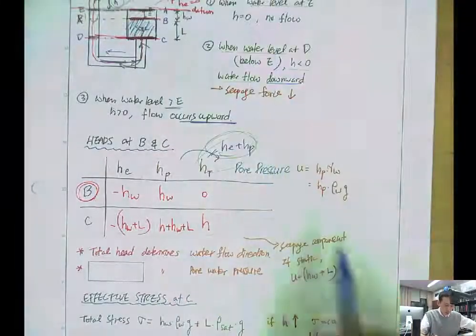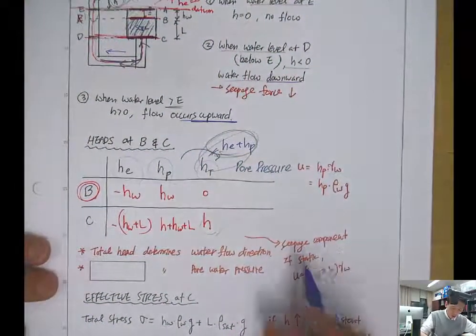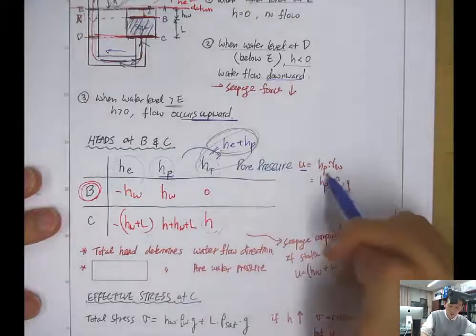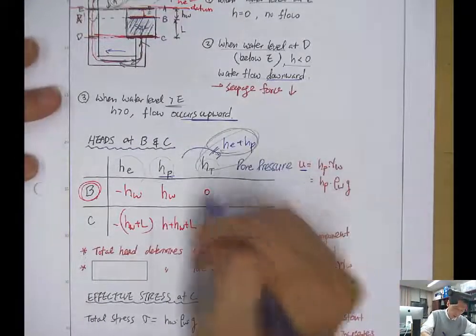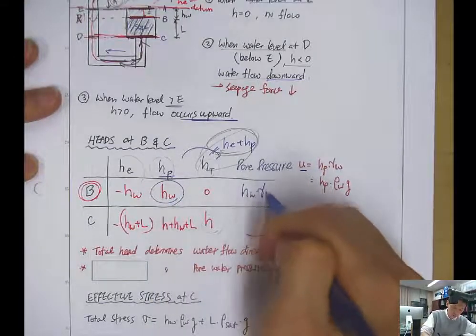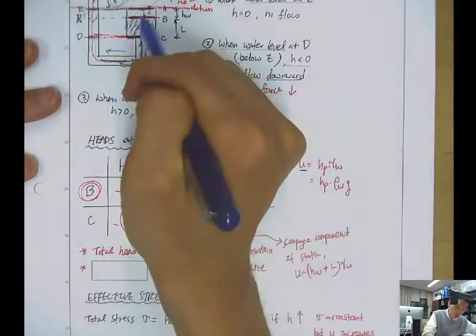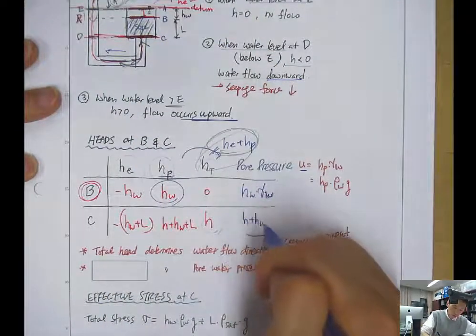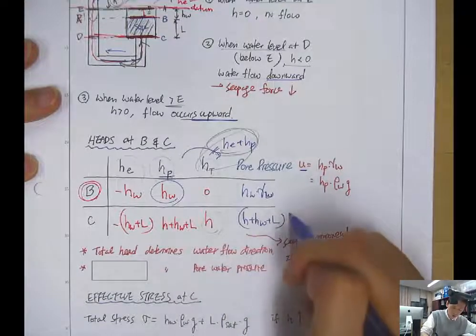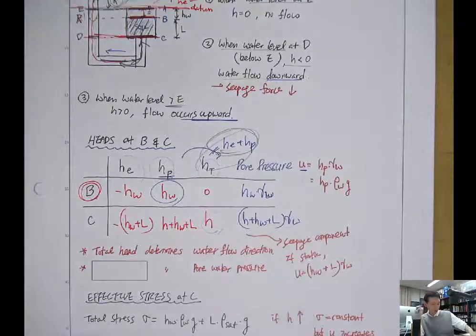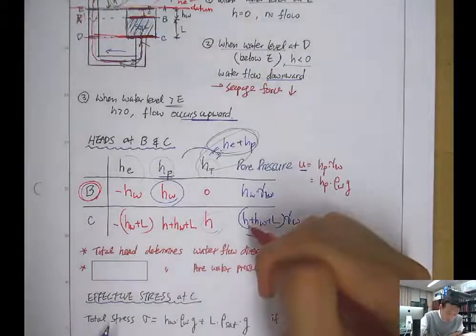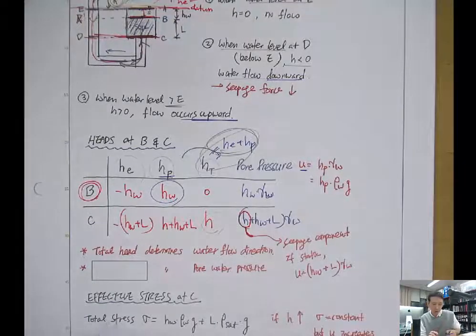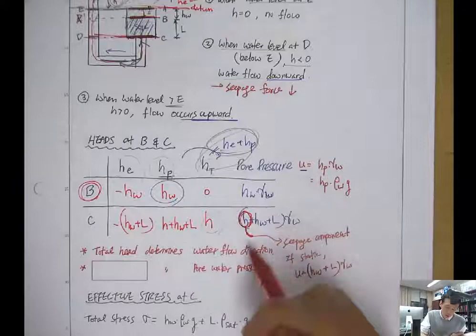So then pore pressure can be calculated using the pressure head. Pore pressure is always HP times gamma W. So here HW times gamma W will be the pore pressure at B. And at C, the pore pressure will be H plus HW plus L times gamma W. So when you look at the pore pressure, the H component is the seepage component.